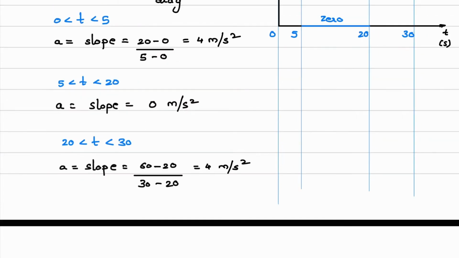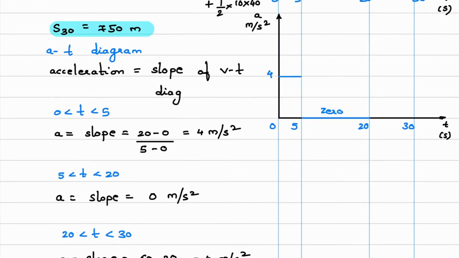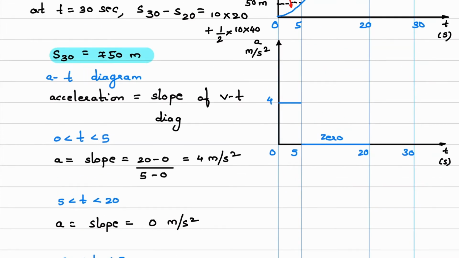And when time is between 20 and 30, what is the slope? Again it is constant, 4 meter per second square. So this will be 4 meter per second square, and you can see these two are on the same line. On the y-axis you have acceleration, so both lines will be at 4 meter per second square, and then you have to join this by a dotted line.